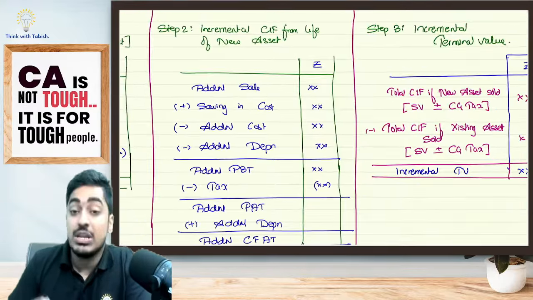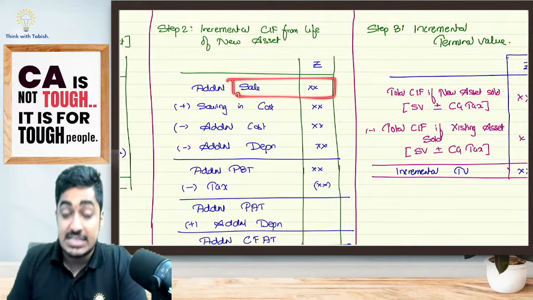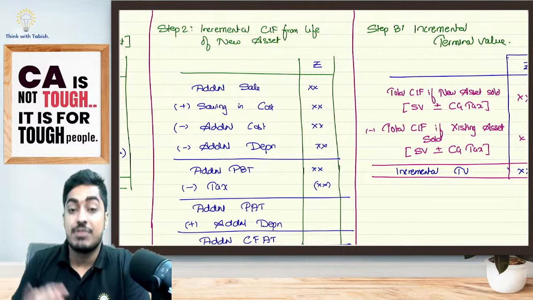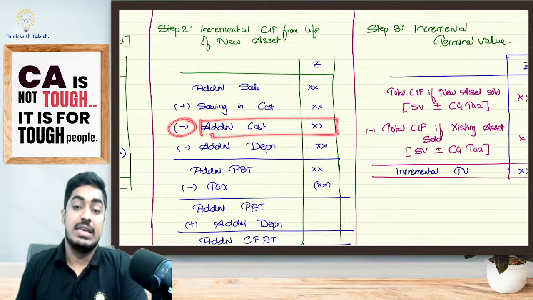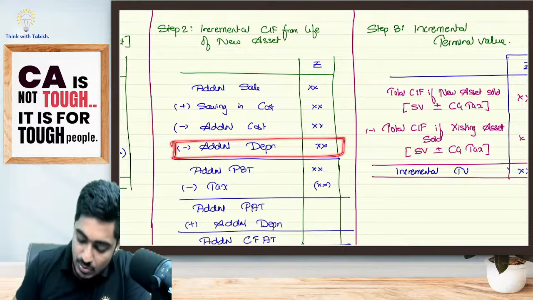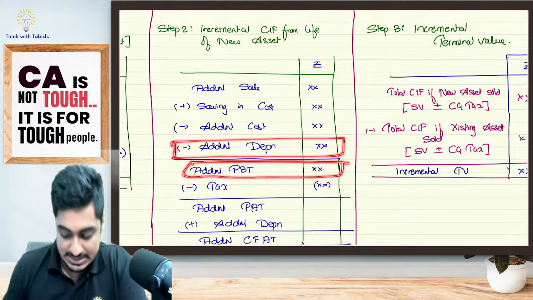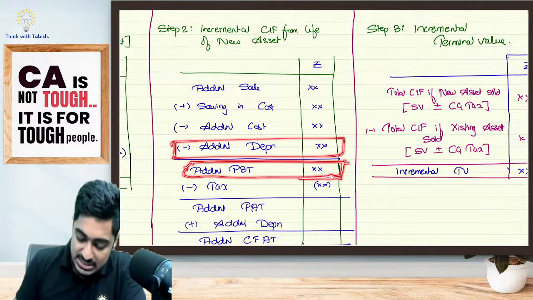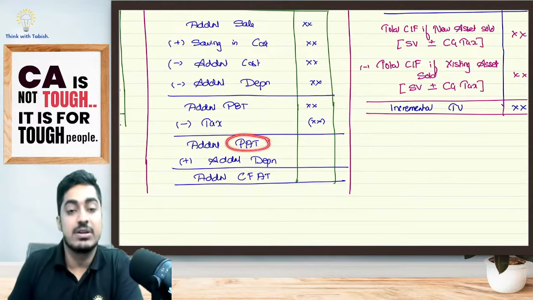Simple. From the new asset, how much extra sale will I get? That is a benefit. If I can save some cost, that is also a benefit, saving in cost. But if I have to pay some extra cost, that is a loss. I will reduce the additional cost, and the extra depreciation I am paying on the new machine, that I will reduce. I will get the additional benefit from the new asset. Yes or no? Additional benefit I got. Now on this I also have to pay tax, so I will subtract my tax. I will get my additional profit after tax.